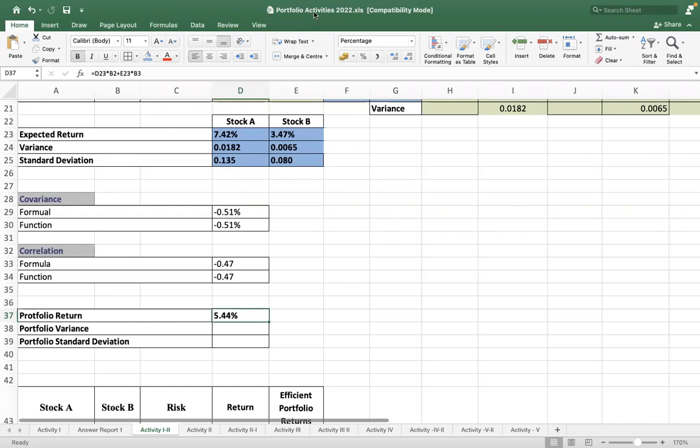Yes, one question. Let me see. Sir, sorry, can you do the correlation formula again? Yes. Correlation formula, right? I will do both the correlation function and the manual one.